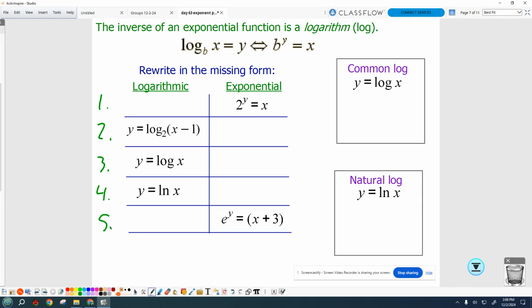With your group, try those 5. Given the exponential, write the log. Given the log, write the exponential. If log doesn't have a base, is it just?